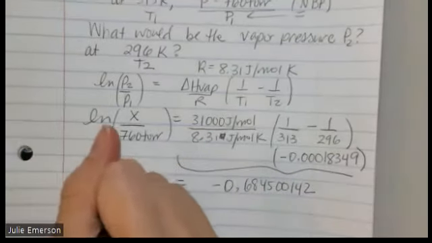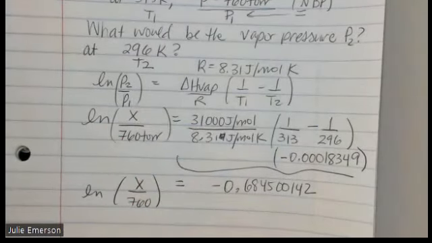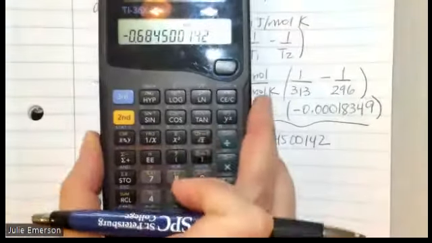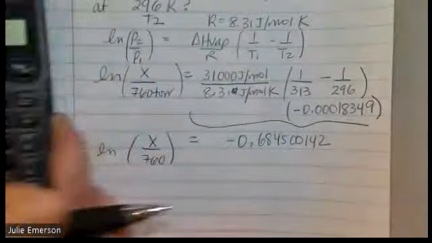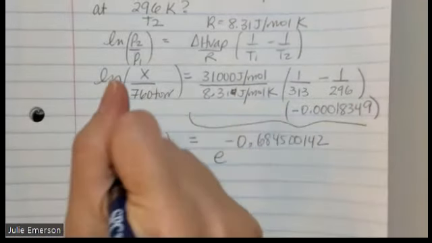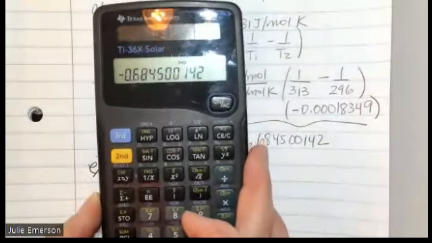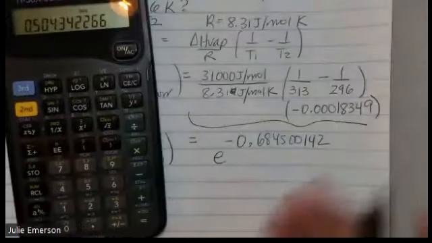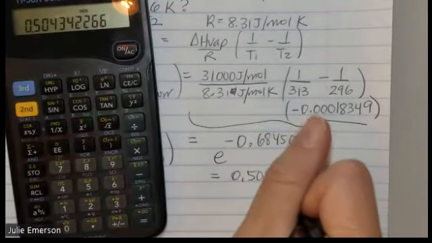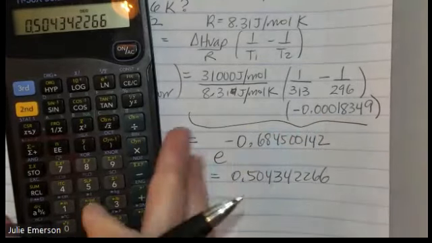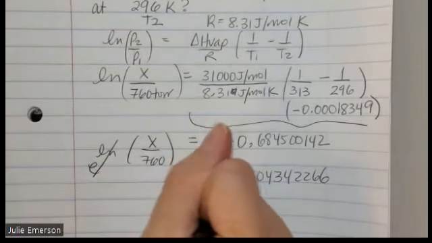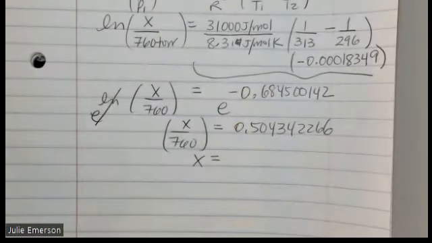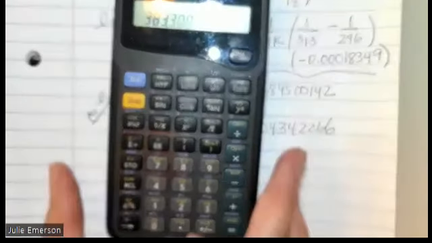All right, so I've solved for everything on the right. What I have still on the left is the natural log of X over 760. So before I can break this up and cross multiply the 760, I have to, and your calculator will tell you, the opposite of the natural log is the E function, right? So I need to take E to both sides so I can cancel it out on the left. On my calculator, I don't even have to retype anything. I just hit second ln. There's my answer. I got my E. So this is equal to 0.504342266. And now that's equal to X divided by 760. Since I got rid of the natural log function, now I can cross multiply the 760. So just times 760, and there's my pressure.